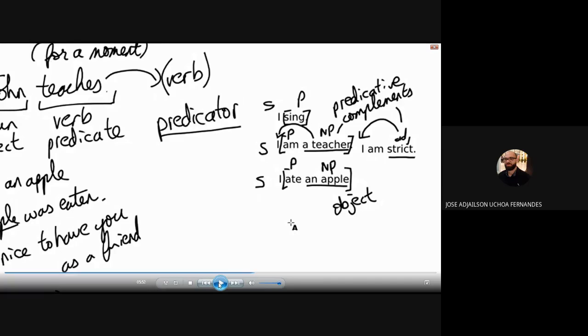Now, it's a different case with an apple or with I bought a car, okay, in which an apple, a car, they are objects because they are external to the subject. Strict and a teacher are intrinsic to the subject, whereas an apple, a car, a house, whatever, they are external elements with which the subject establishes a kind of relation mediated by the verb, right? Questions about this? Play it again.